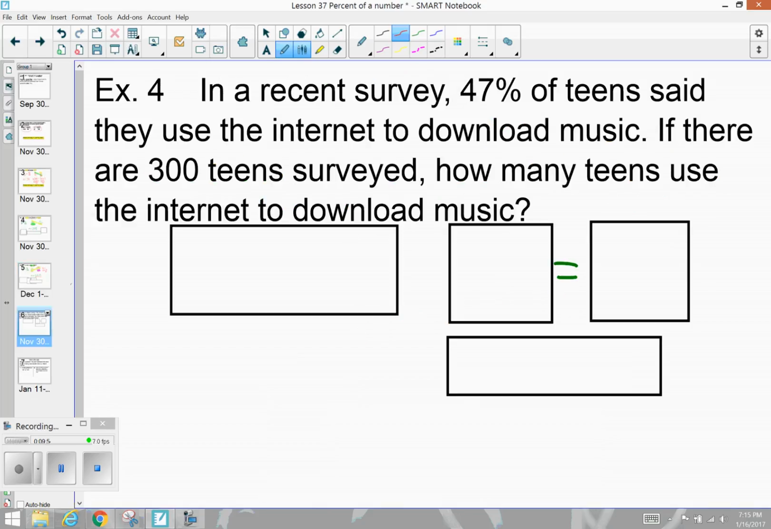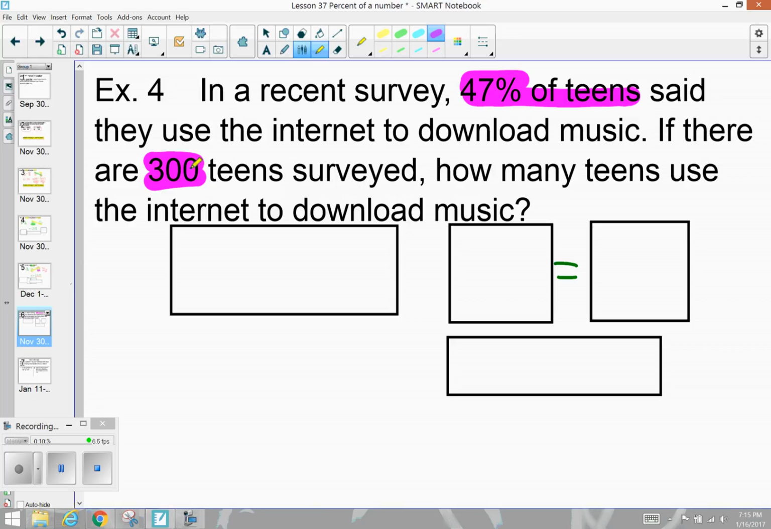In this example, let's read what it says. In a recent survey, 47% of teens said that they use the internet to download their music. I do this all the time. If there are 300 teens that were surveyed, how many teens from that survey use the internet to download their music? Well, let's identify what we know. We know there's 47% of the teens, and there are 300 teens in our survey. That's kind of our total number.